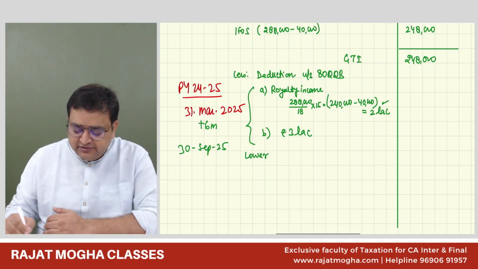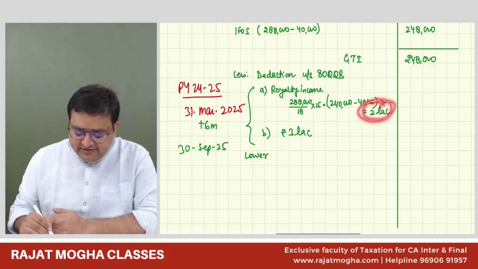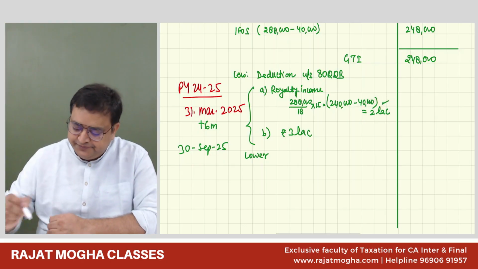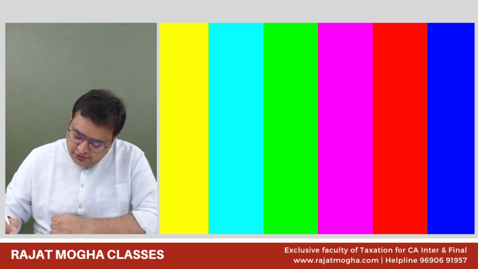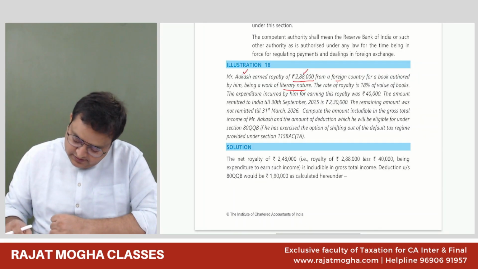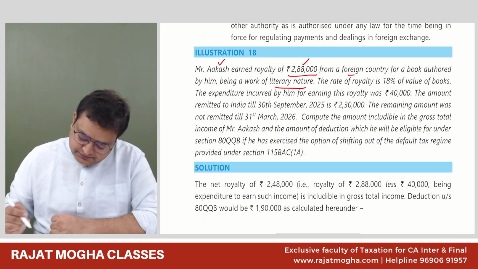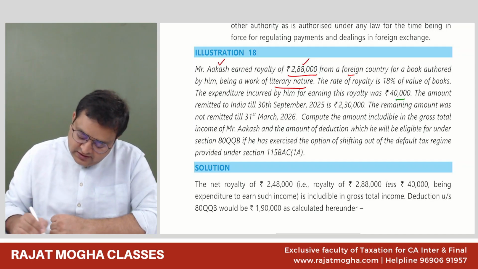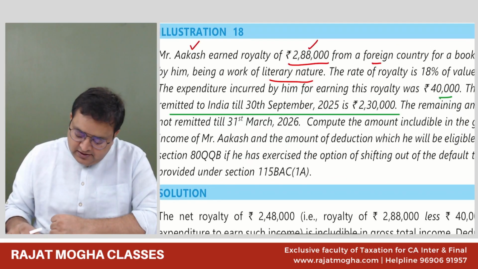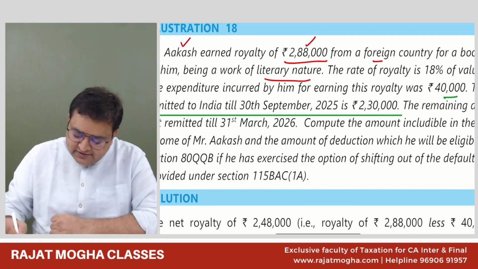So you are giving a deduction of 2 lakh, but at least this 2 lakh you should have received up till 30th September 2025. This amount of royalty, this 240, you must have received. So tell me now, if you can see what they have written, the expenditure for earning the income is 40,000. The amount remitted to India till 30th September 25 is how much? 2,30,000. Now you understood why they have given this information?